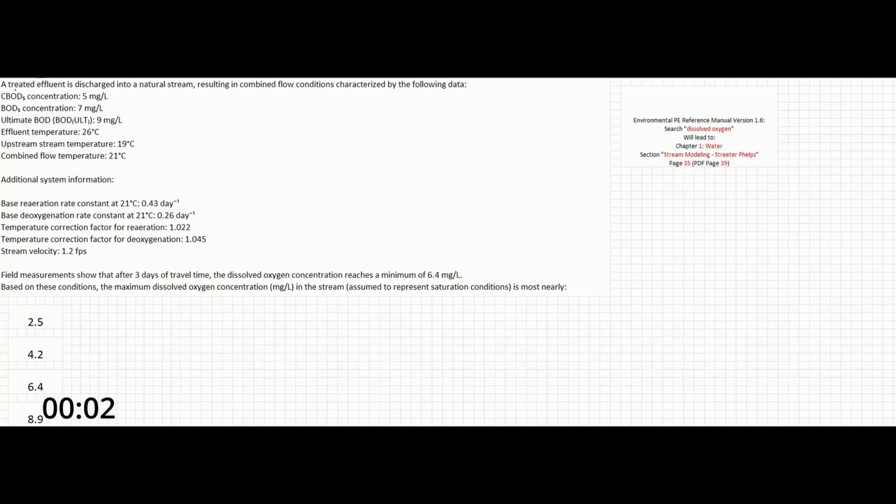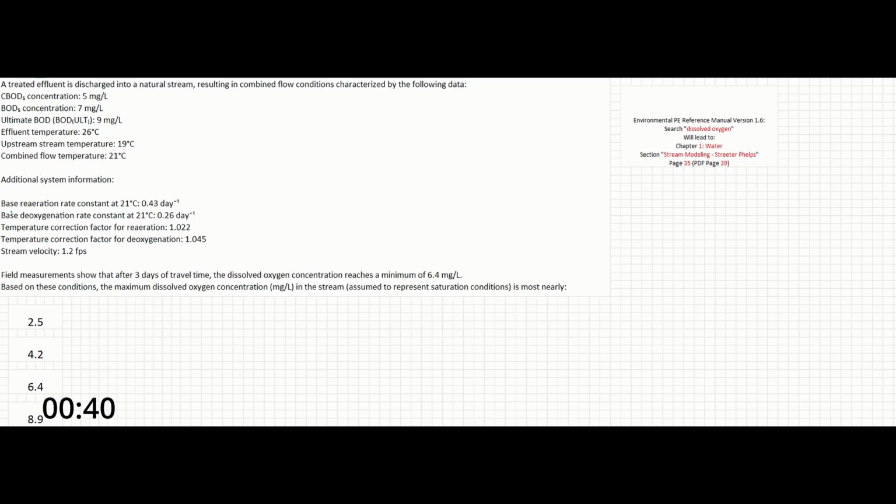In this problem, a treated effluent is discharged into a natural stream, resulting in combined flow conditions characterized by the following data. The carbonaceous BOD5 concentration is 5 mg per liter. The BOD5 concentration is 7 mg per liter. The ultimate BOD concentration is 9 mg per liter. The effluent temperature is 26 degrees. The upstream stream temperature is 19 degrees. The combined flow temperature is 21 degrees.